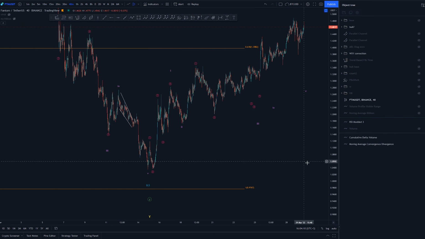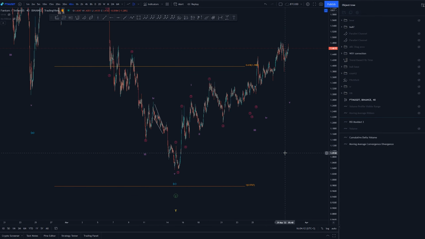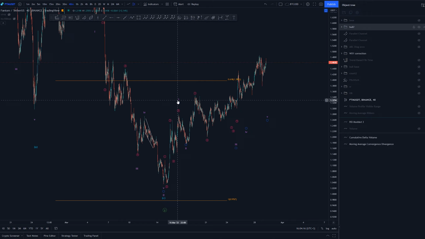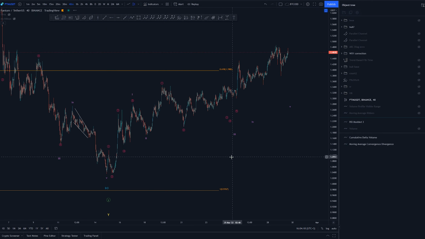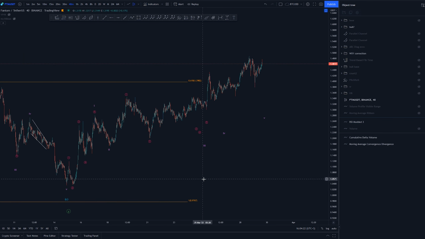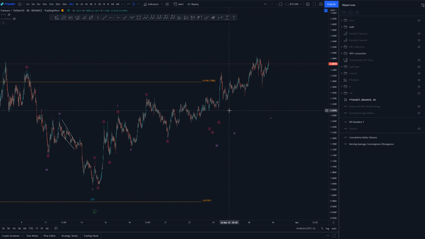So there are multiple issues with both of these counts, or any of these counts that are presented here, and none of these moves are really looking like 5 waves, easily identifiable.